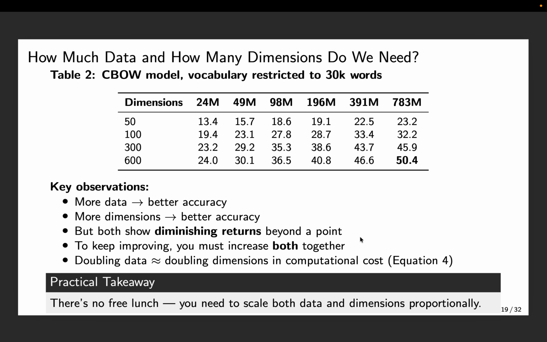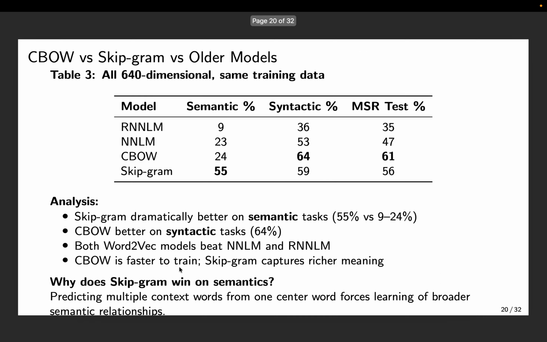The paper derives an equation showing that doubling the data has roughly the same computational cost as doubling the dimension. So they are interchangeable from a compute budget perspective, but you have to tune based on your specific constraints. So moving to the next slide, where we will next be comparing architectures.